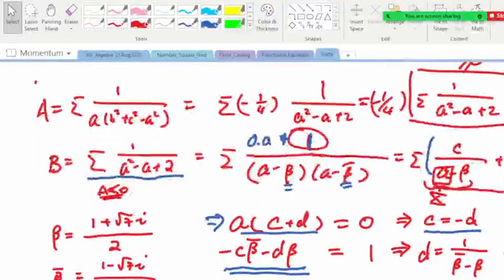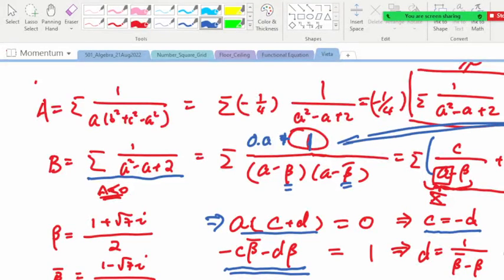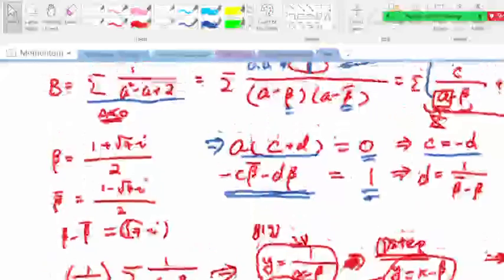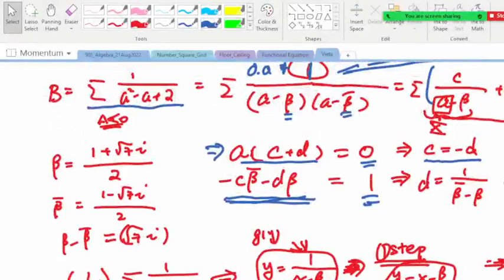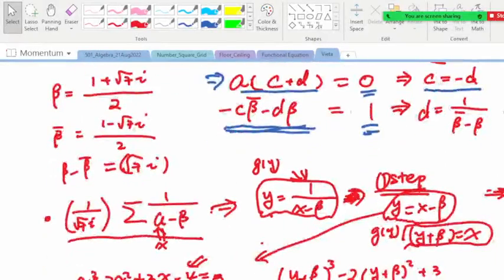So I want this one to equal this. Do you see it? Then what should C plus D times a be? That should be 0. And this one should be 1. Do you understand now, Jonathan? Yeah. Then we can solve for C and D, right?